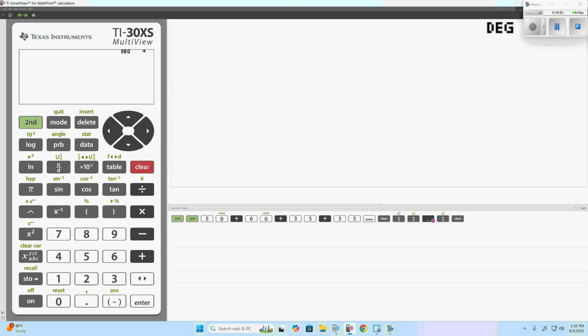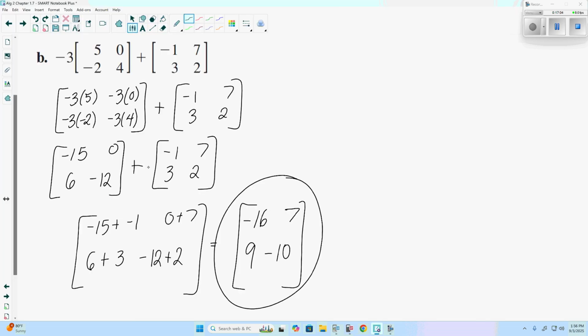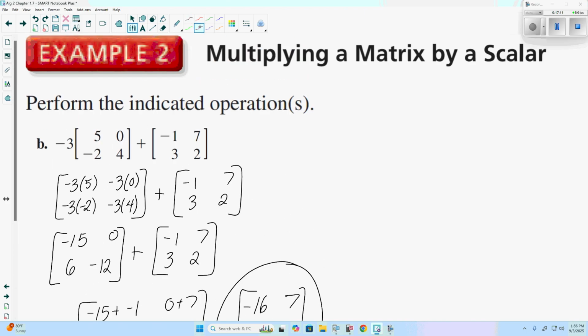There are some things that the 30XS can type in faster and easier than the graphing calculator. So they both have their perks. Questions on this here? Now, if you want, I can show you this here.